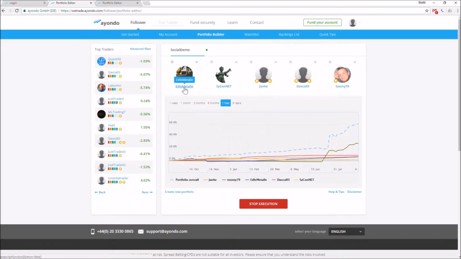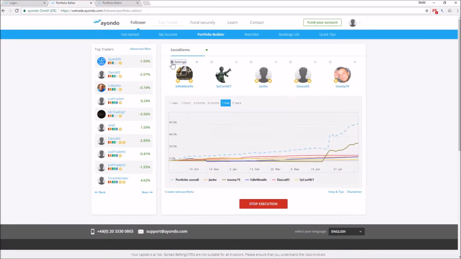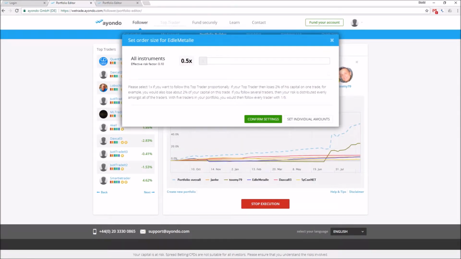But what you can do is dial up or down the level of risk for each trader that you're following. So before we start doing anything, we'll click on here. Sorry, what I clicked on there, just to show that a bit more clearly, is the little settings button here. So what I can do is decide if I want to magnify the size of the trades they're doing, or if I want to dial it right down. So let me just explain.